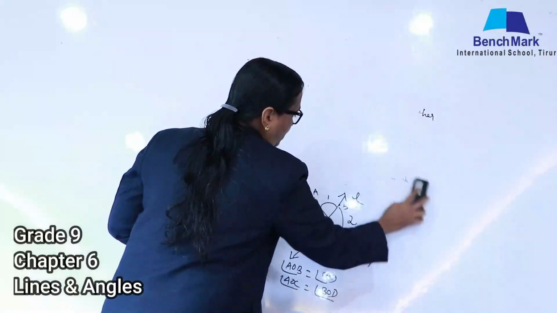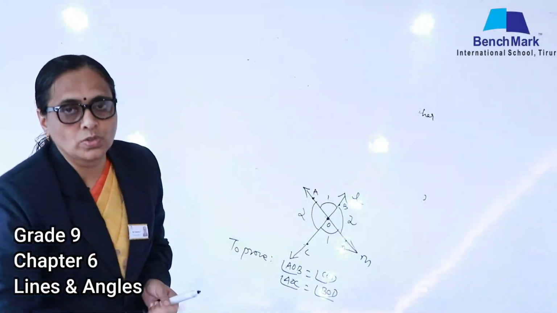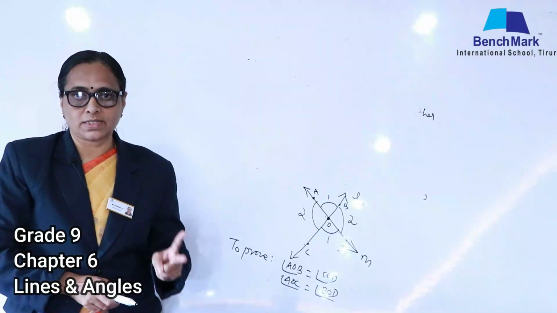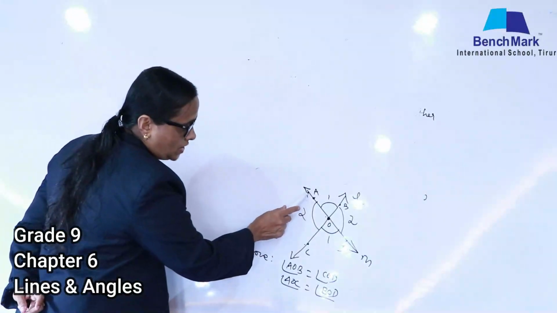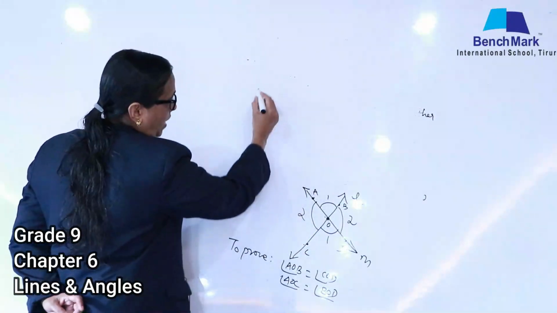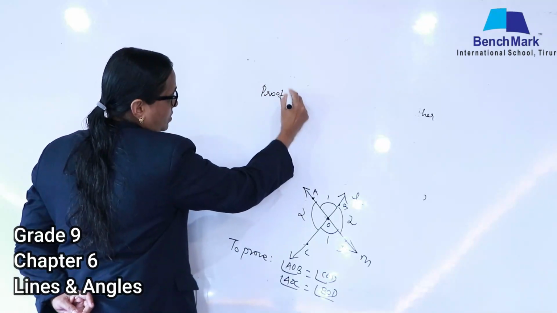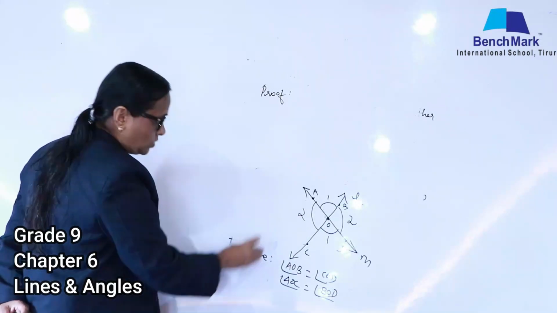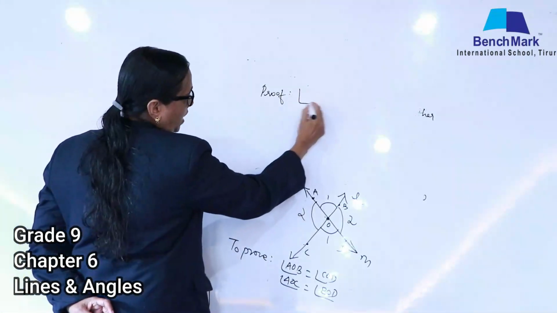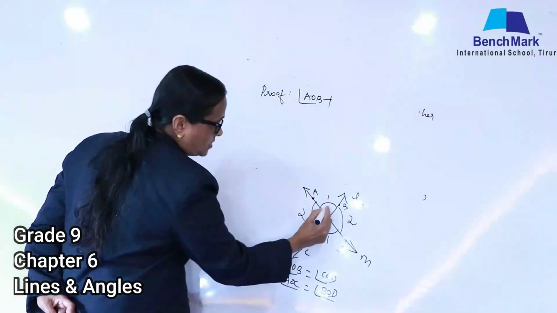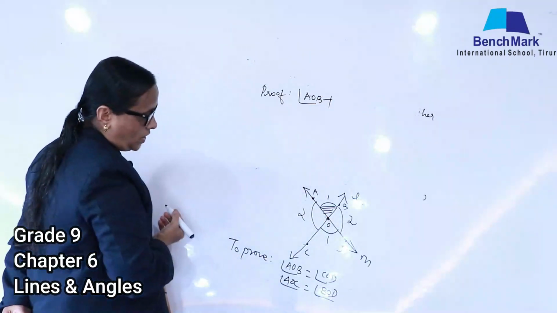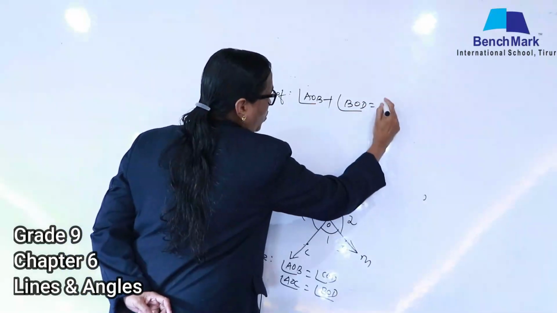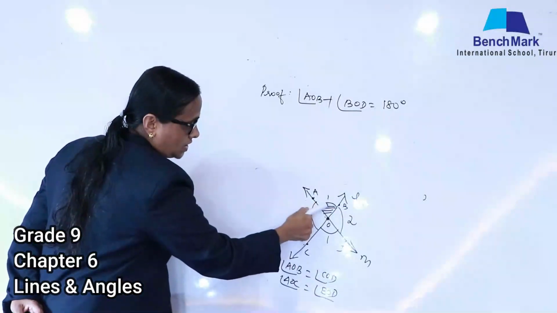Proof. How do we prove this? I can prove this using a linear pair. What do you mean by a linear pair? When I add two angles, I should get 180 degrees and they should be in a straight line. So from this figure, I can write the proof. This is the way you write it. First what is given, then to prove, then proof. Angle AOB plus angle BOD is equal to 180 degrees. Reason: linear pair.